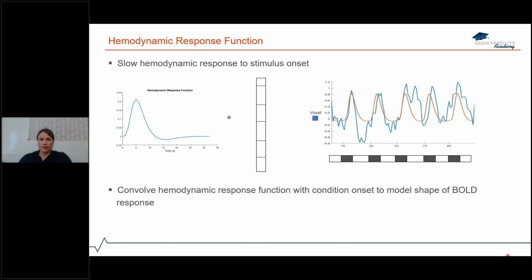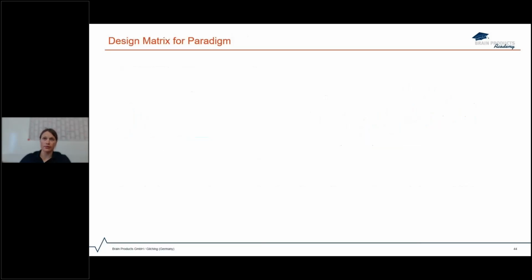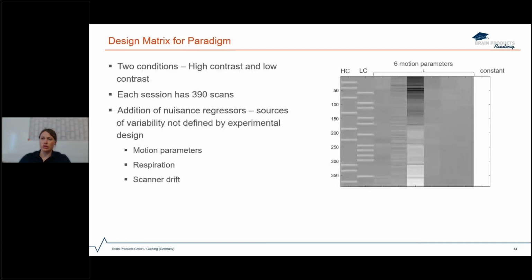I have shown an example of how to create one model factor within our GLM. However, we do have several conditions in our paradigm, and we may want to consider also modeling other factors that influence the data. So we had two conditions that included the high contrast and the low contrast. And for one session, we can see here we modeled the onset and our predicted response for both the high contrast and low contrast condition. And on the y-axis here, we have the 390 scans, which were acquired for one session.